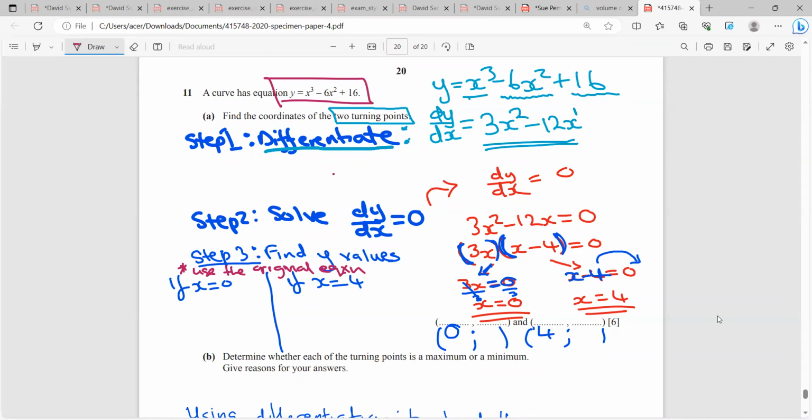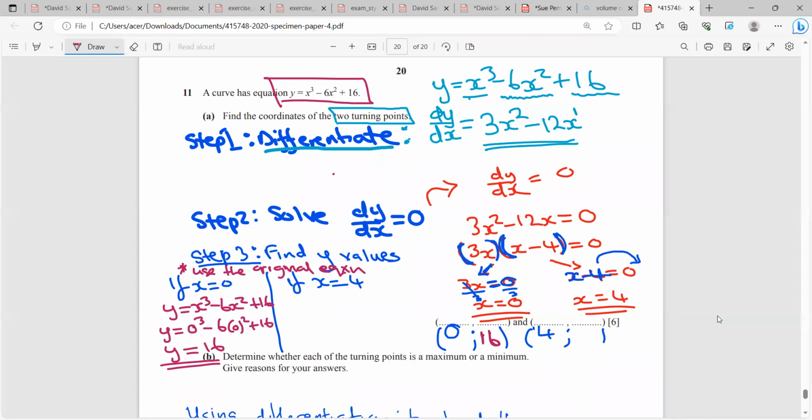Are we together? So if x is 0, we know that y equals x cubed minus 6x squared plus 16. And then we do our substitution: 0 cubed minus 6 times 0 squared plus 16, and our y is going to be 16. You can use your calculators for that, and that's it. So if x is 0, we know y is 16. So right here, we're going to put 16.